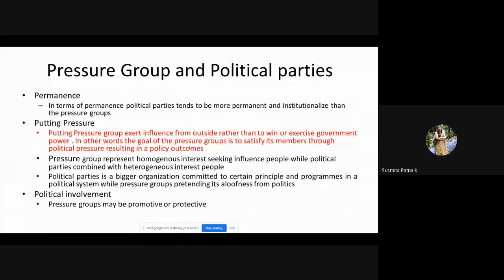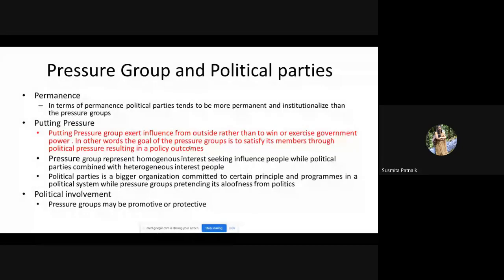But in the case of the political party, they do not have any homogeneous interest, but they are called heterogeneous interest people. What do you mean by heterogeneous? They have a variety of interests. One interest is similar, that is to win in the elections. For the rest, the members want to take a seat in the center. Some want to be the chief minister of some state. So they have heterogeneous interests.